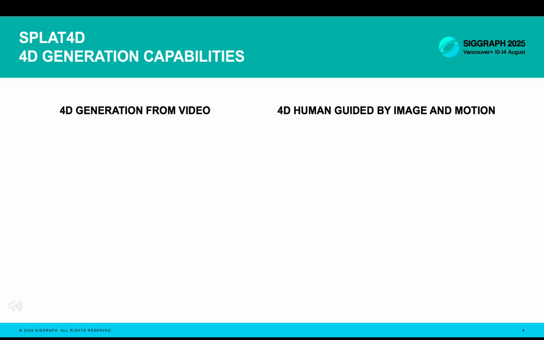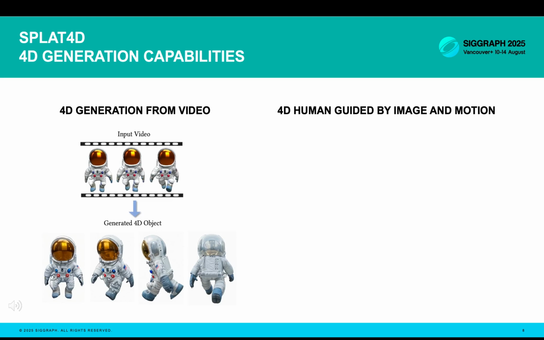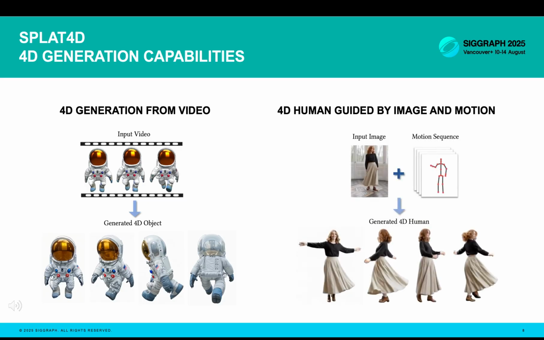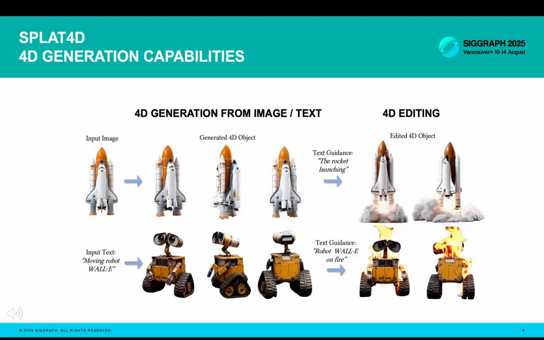This leads us to our proposed method, Splat 4D. At a high level, Splat 4D is a flexible 4D generation model that supports multiple use cases. It can generate dynamic 4D objects from a single monocular video. It can also synthesize 4D human motion given an input image and a motion sequence. With the support of the video diffusion module, Splat 4D can go even further, generating 4D content from a single image or a text prompt, and even performing text-guided 4D editing.